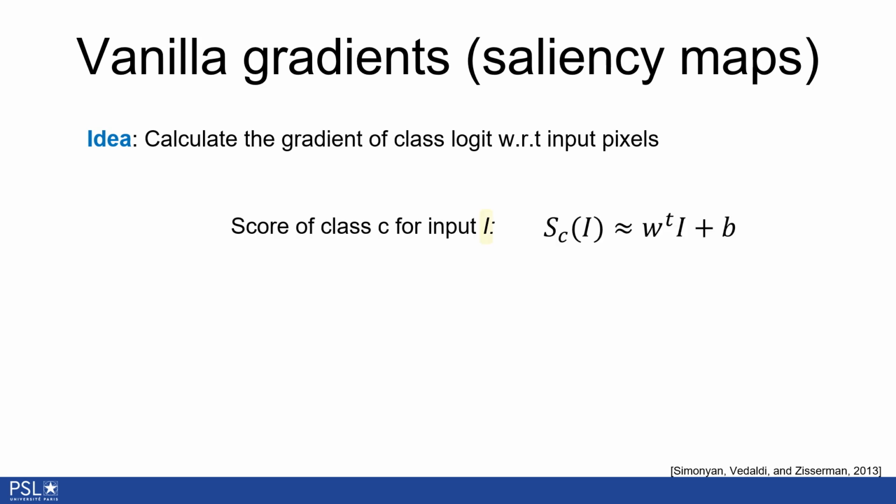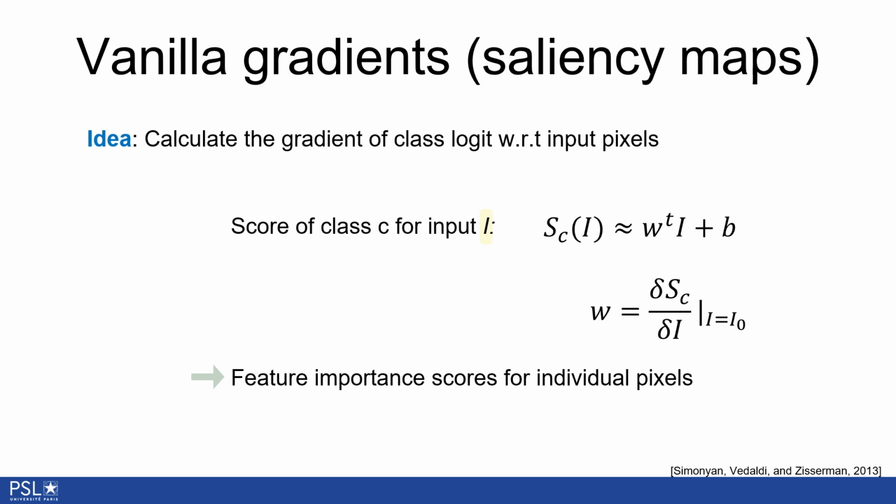More precisely, if S_c(I) is the score of class c in response to input I, vanilla gradients perform a local linear approximation of S_c(I), where the weights are simply the values of the gradient of S_c with respect to the input pixel values. These weights directly give feature importance scores to individual pixels in the image.